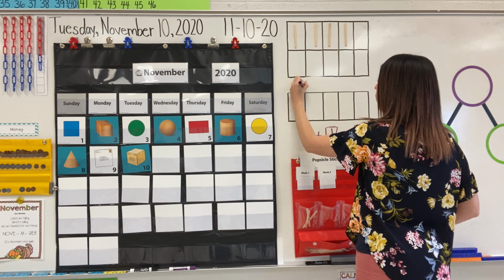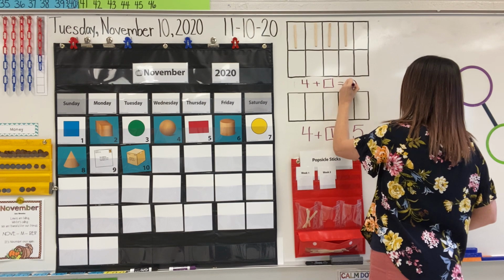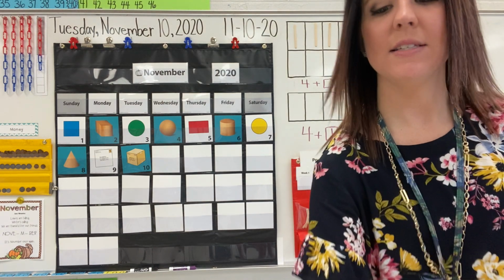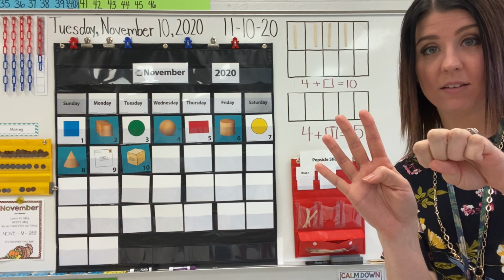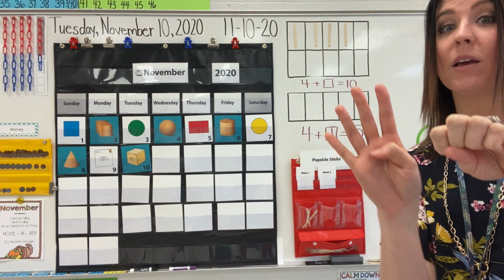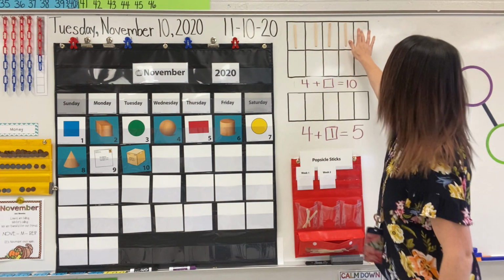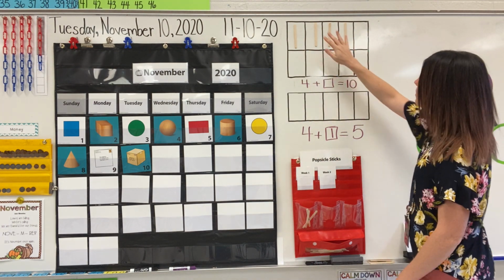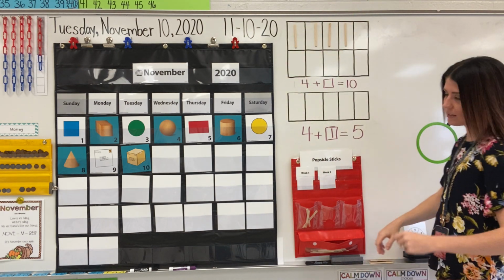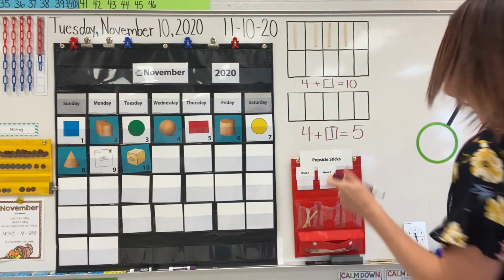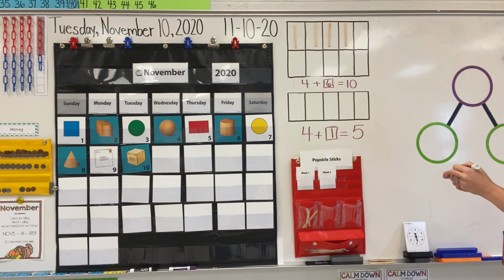So we have 4, and we want to add more so that we have 10 all together. What do you guys think 4 needs to be 10? We want all 10. 1, 2, 3, 4, 5, 6. So 4 and 6 would be 10 altogether. 4 and 6 are 10 buddies. Oops, I lost my marker.